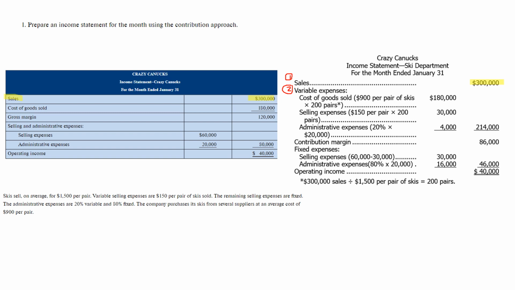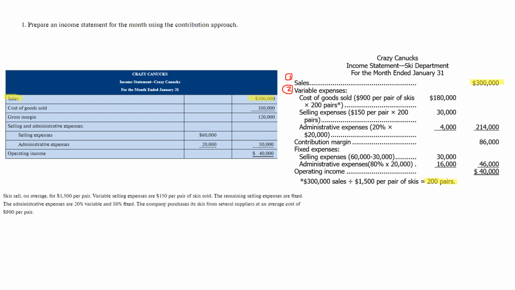So this first part is skis sell on average for $1,500 per pair. This is telling me that this sales revenue is $300,000, and each of these skis was sold for $1,500. So if we made $300,000 in sales, and each pair of skis was sold for $1,500, then we would have sold 200 pairs total. That's just good to know of how many units we actually sold, because it'll help us figure out our variable expenses later on.